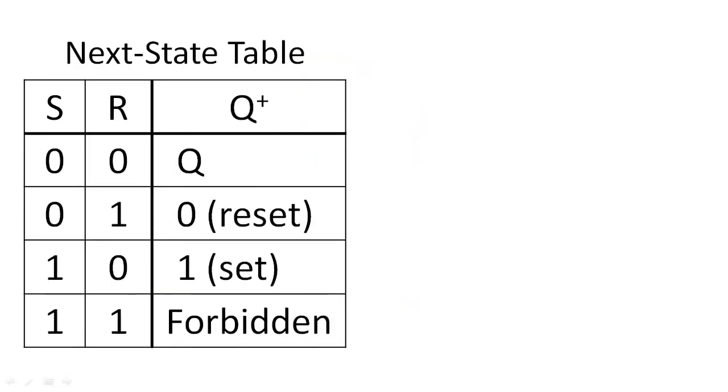We can describe the SR latch's behavior with 2 tables. We use the first table when we know the inputs and the value of the current state Q, and we want to know the circuit's next state, Q+. So here we see that the first input combination holds the current state into the next state. The second input combination resets the next state to 0, hence why R is 1 for reset. The third input combination sets the next state to 1, hence S is 1 for set. And the final input combination is forbidden.